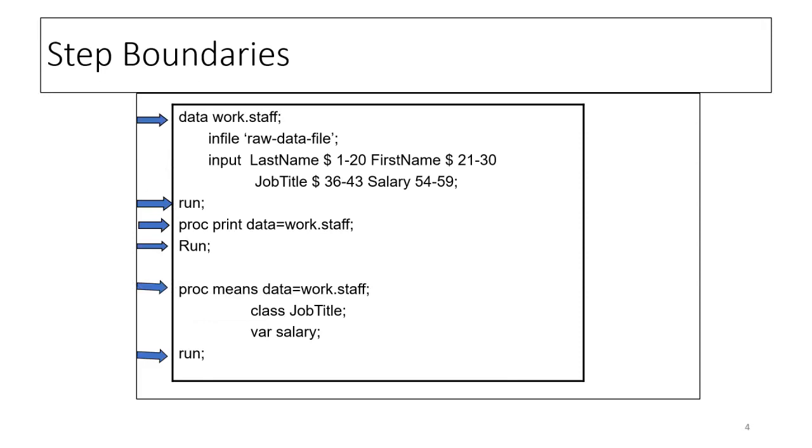Now we can see in this particular program what step boundaries look like. Data starts with this first arrow and ends with this arrow, with the run. So this is one step boundary. Another proc and run is another step boundary. Again we get a proc and run, which is another step boundary. This is called step boundaries when we are running a SAS program.